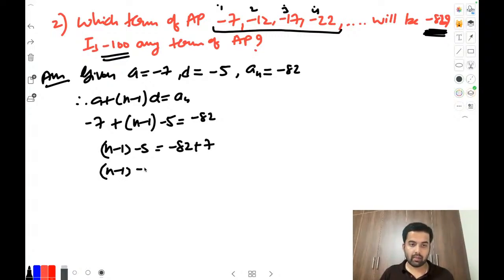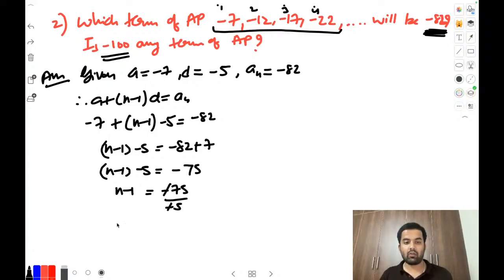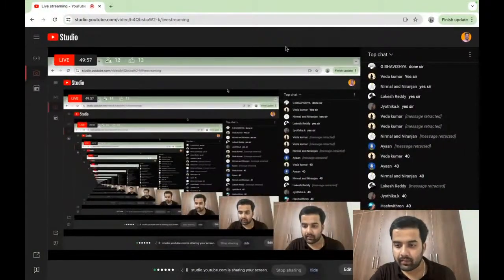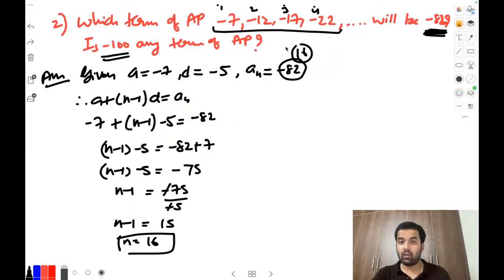Now (N minus 1) times -5 becomes -75. Now N minus 1, so -75 divided by -5, cancel out. N minus 1 equals 15 will come. N equals 16. Now check this out, which means this -82 is at the 16th place. Half the answer is done. Let me check if anybody got the same answer. Yeah, Ayan got the same answer, correct, 16. The 16th place, this -82 is there. So we got the first one.